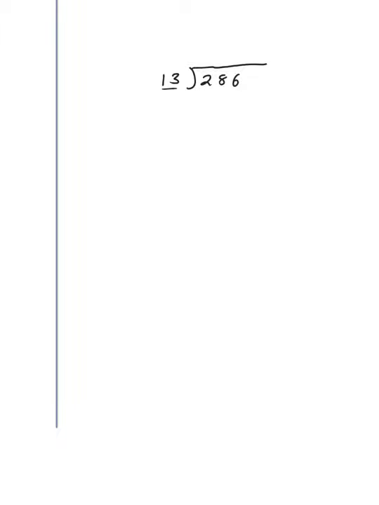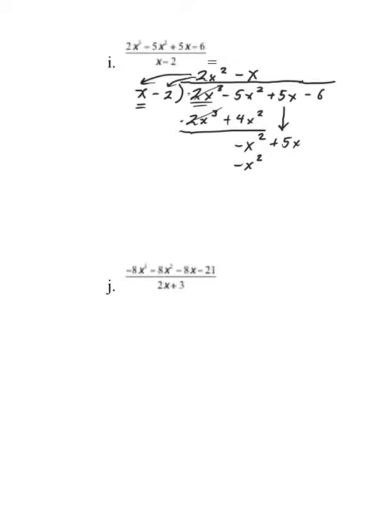How many times does x go into negative x squared? We'll divide it in, and you get negative x. Negative x times x is negative x squared. Notice they always match the first one. And negative x times negative 2 is a positive 2x. Change the signs and add. We have 3x. Bring down the 6, the negative 6.